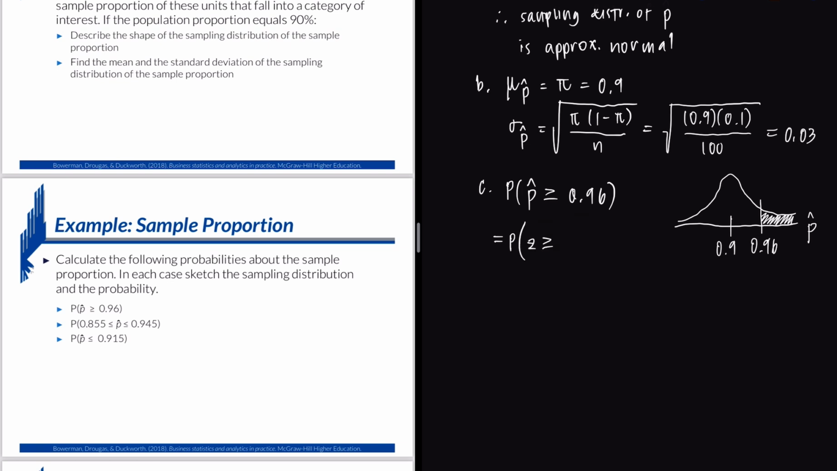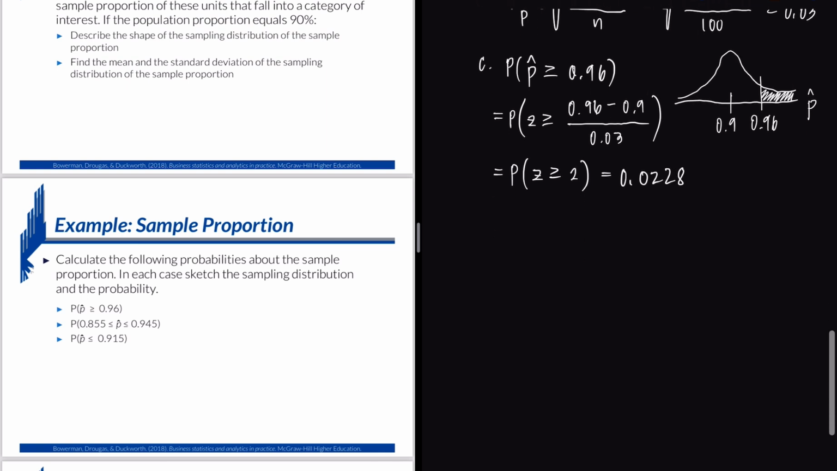So that should be 0.96 minus mu sub p hat of 0.9 over sigma sub p hat of 0.03. So converting this to z, we will get a z-score of 2. And this probability is equal to 0.0228 or 2.28%.